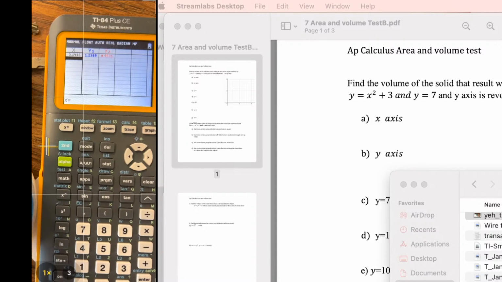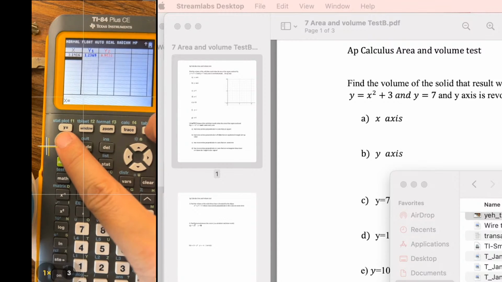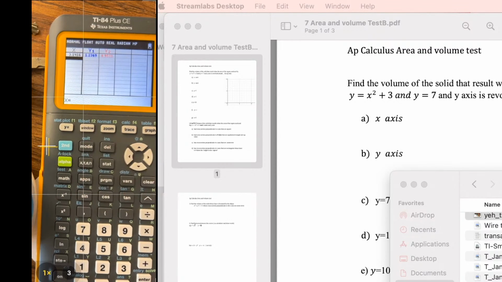The second window is going to be table set and change it independent to ask. Yeah, you put plus the second graph, then it's going to give you the table. Are you guys confused? Is that okay?